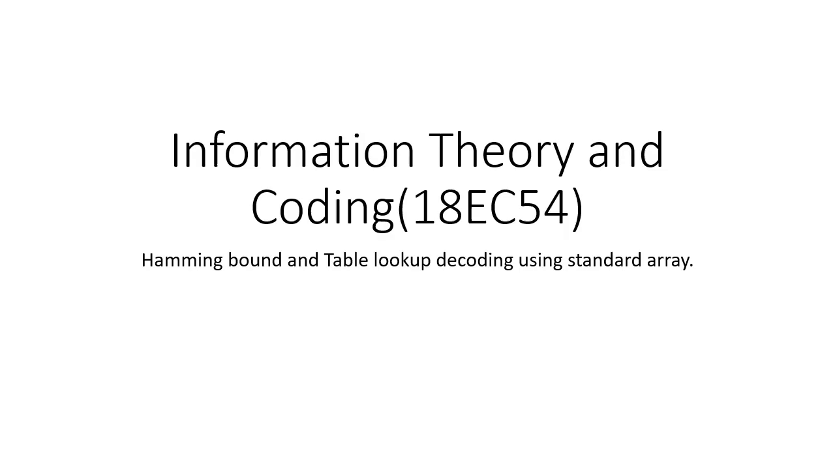Hello students, this video lecture is on the subject Information Theory and Coding, and in this class we are going to see about the Hamming bound, that is the equation related to Hamming bound, and we'll see how this Hamming bound can be used for constructing a perfect code for an (n, k) linear block code. We'll also see what we mean by table lookup decoding using standard array, that is how to construct an array table for a given parity matrix, and how to correct errors using the same table for a given (n, k) or given parity matrix.